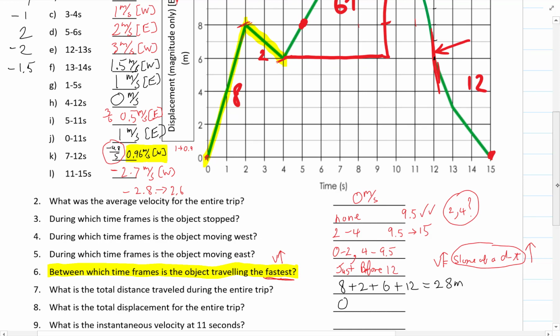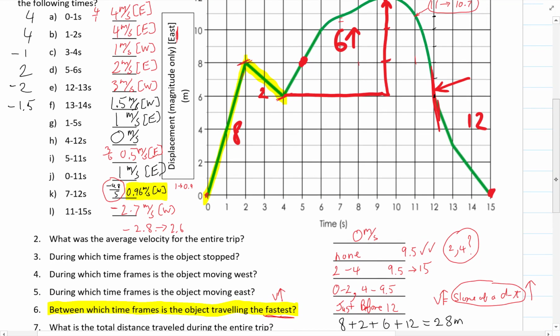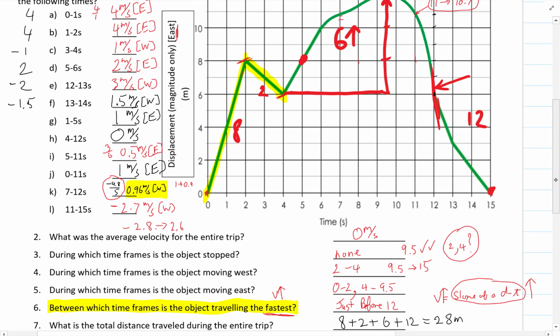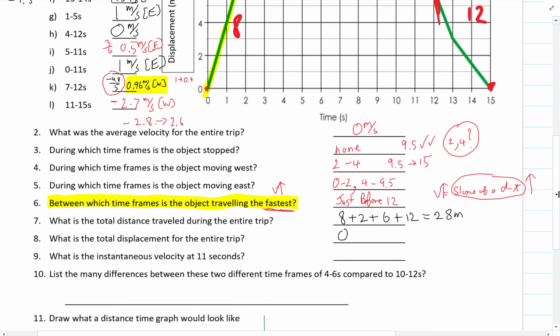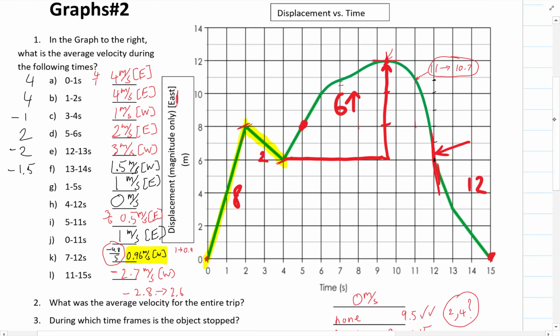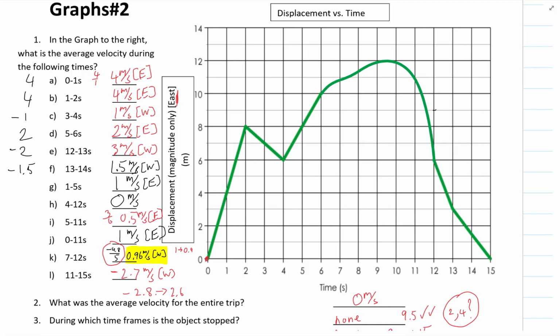And now here is the question that I want to talk about quite a bit. What is the instantaneous velocity at 11 seconds? Fantastic question. Given a dt graph, we're asked for the slope at 11 seconds. Okay, let's just erase all this. What is the slope at 11 seconds? At 11 seconds, it is right there.